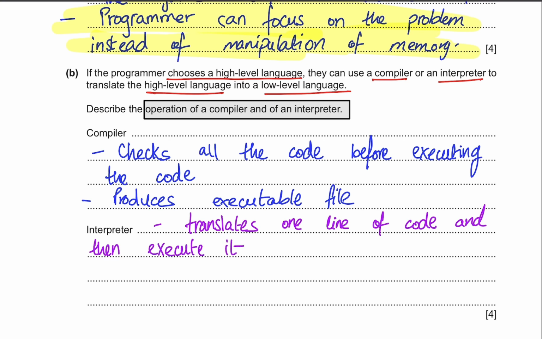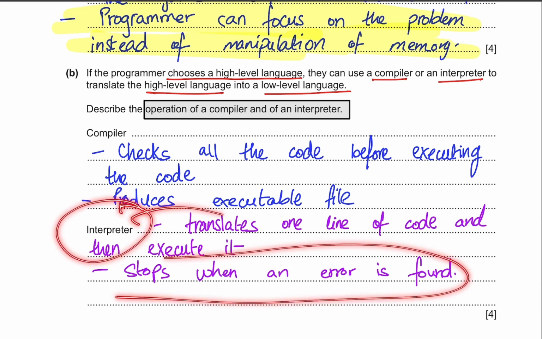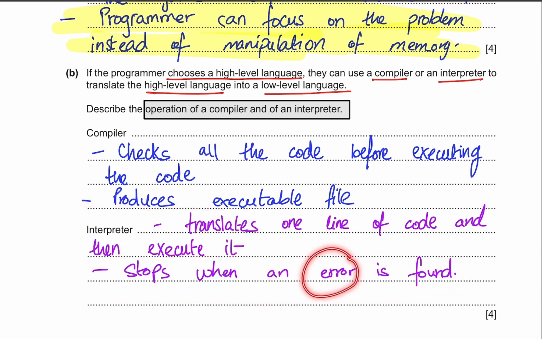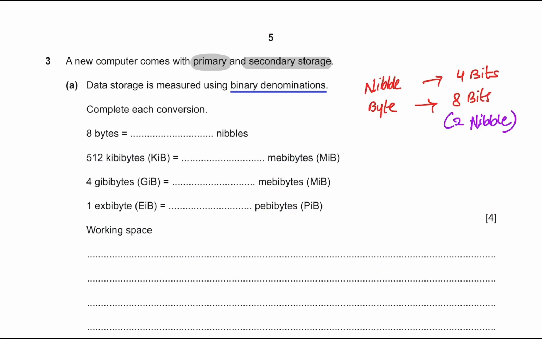Second point you could say is that the interpreter will stop when an error is found. Whenever an error is found, the interpreter just stops working and you cannot move forward. First, you have to rectify the error, and then it will translate the next line and execute it. So these are the operations of compiler and interpreter. I hope this is clear.